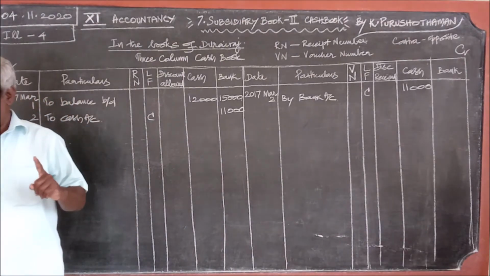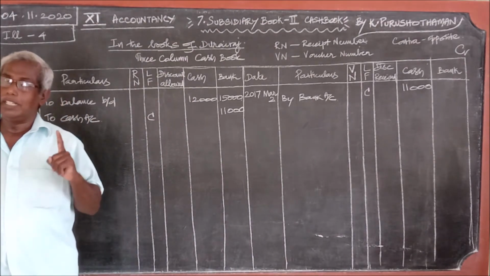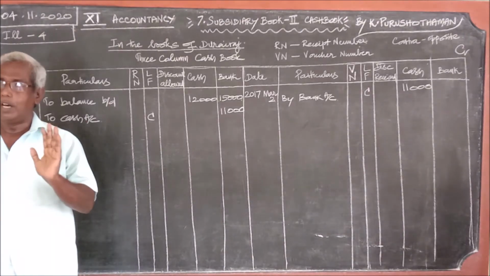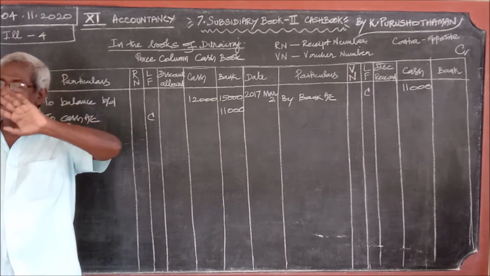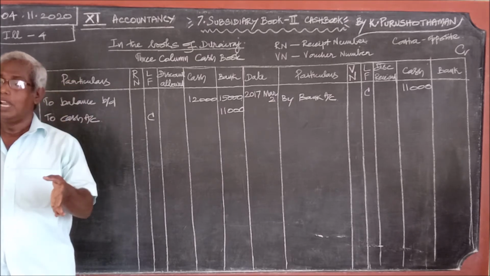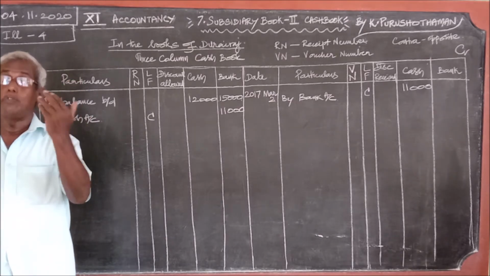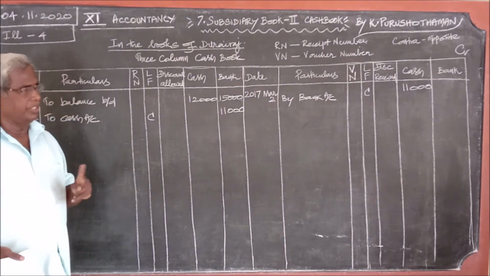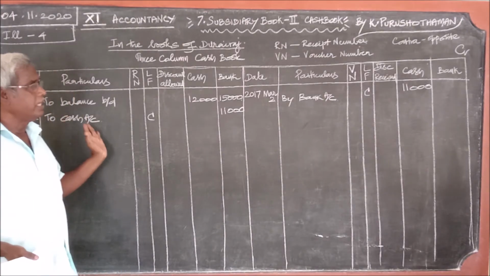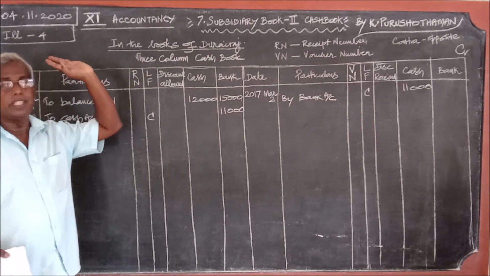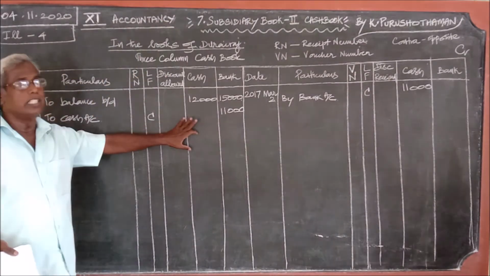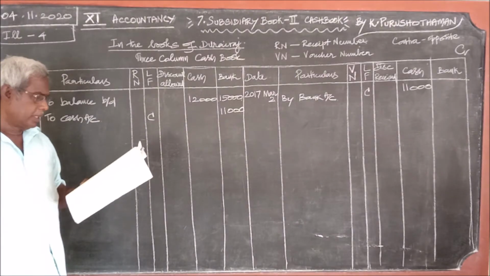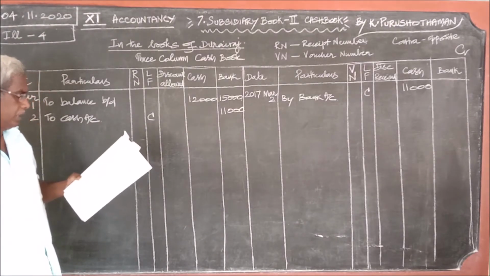For one transaction we pass only one entry, but these transactions, cash paid into bank or deposited into bank, and cash withdrawn from bank for office use, for these two transactions we should pass entries on both the sides. This is the special thing in three-column cash book. You should remember. Okay. Now we shall pass on to the third one.